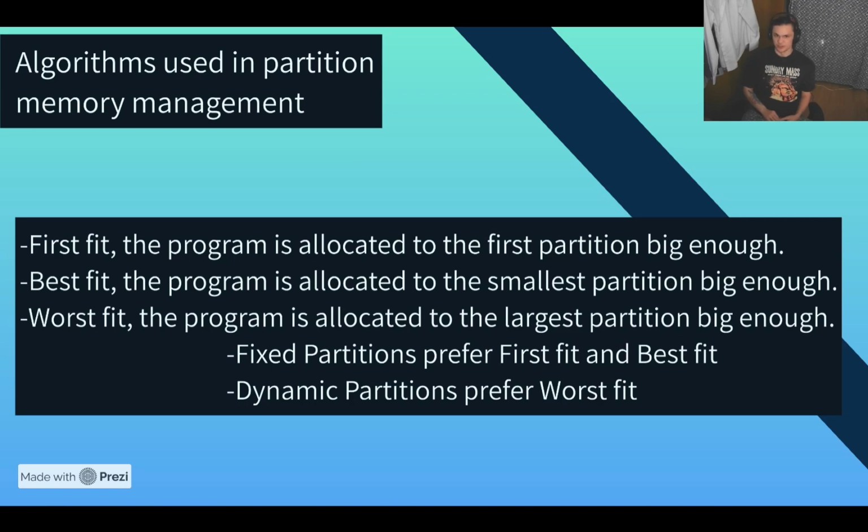Now in a fixed partition, it prefers the first fit or the best fit. But a dynamic partition prefers the worst fit because it's just one large partition. Let's go on to the next slide here.